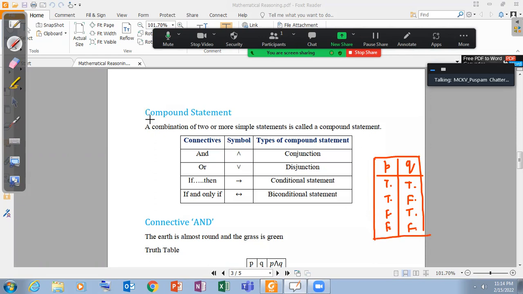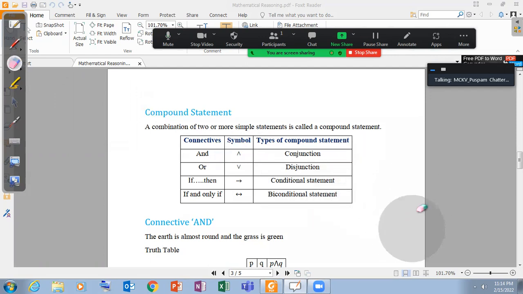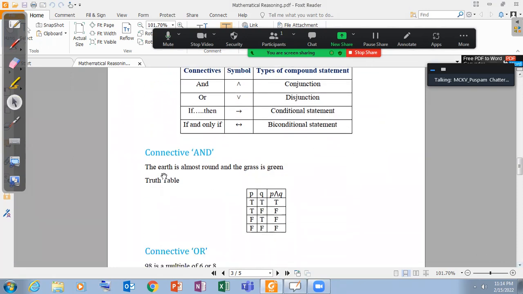First we will try to understand the connective "and", which again I emphasize is nothing but simply the intersection. An example is: the earth is almost round and the grass is green. There are two parts: the first is that the earth is almost round, and the second is that the grass is green. Both statements are true. So this is, let us say, P, and this is Q. Both are true, so of course the whole statement must be true.